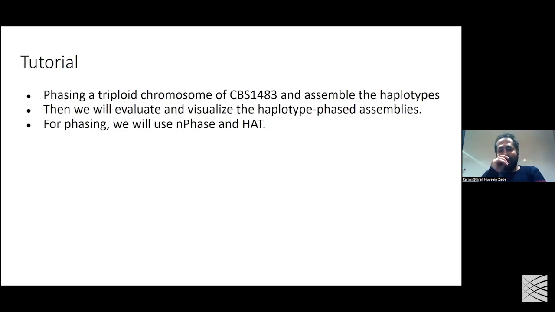So let's get into the tutorial. I have the commands here in the slides. A couple of months ago, we actually organized a workshop for phasing haplotypes, and I shared the links earlier. There we have every command that you need to use to get the same results. In this tutorial, we're also working on one of the chromosomes, SC1 of CBS 1483, which is a triploid.